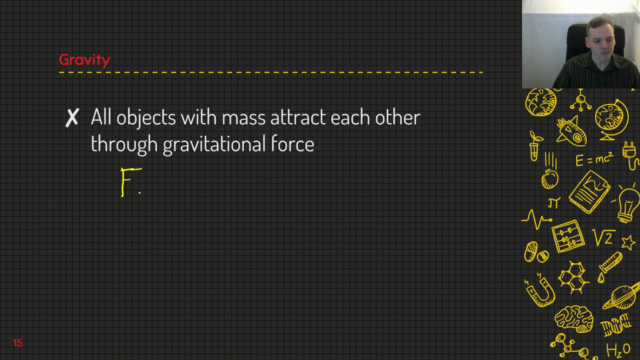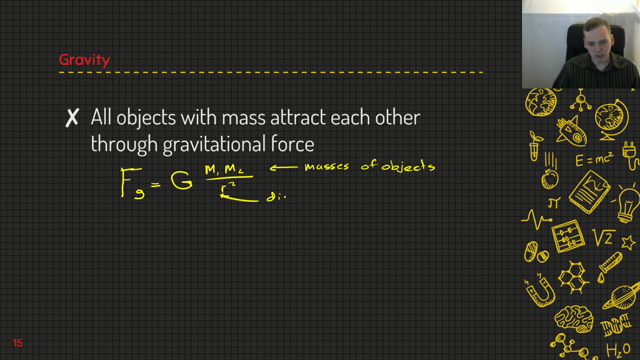So the equation that we use for this is Fg equals capital G times m1 times m2 over r squared. So these are the masses of the objects that are involved. This r is the distance between the centers of the objects.